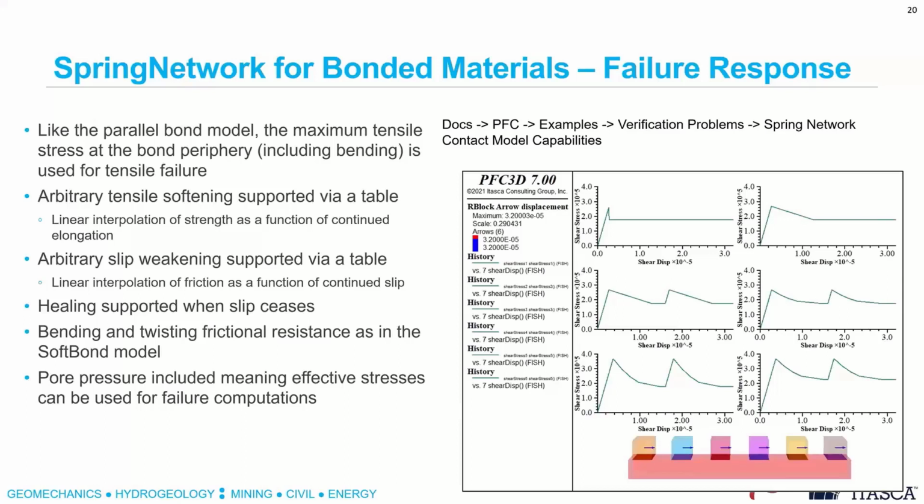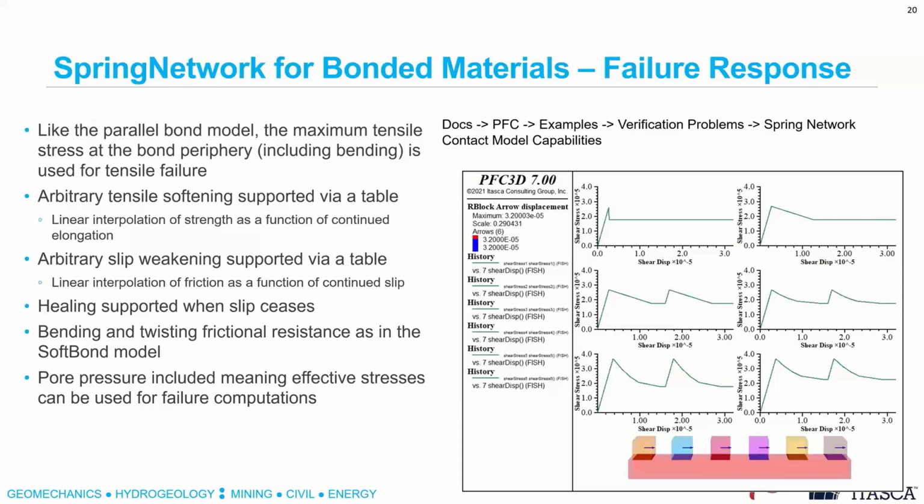And that's what this plot on the right is showing, different scenarios with rigid blocks on a surface that are sliding, then stopping, and then sliding once again, and showing the stress evolution. So you can have linear slip weakening or non-linear slip weakening. It also supports healing. So if slip ceases, it can heal, so the cohesive strength can go back up to what it was in the original state.